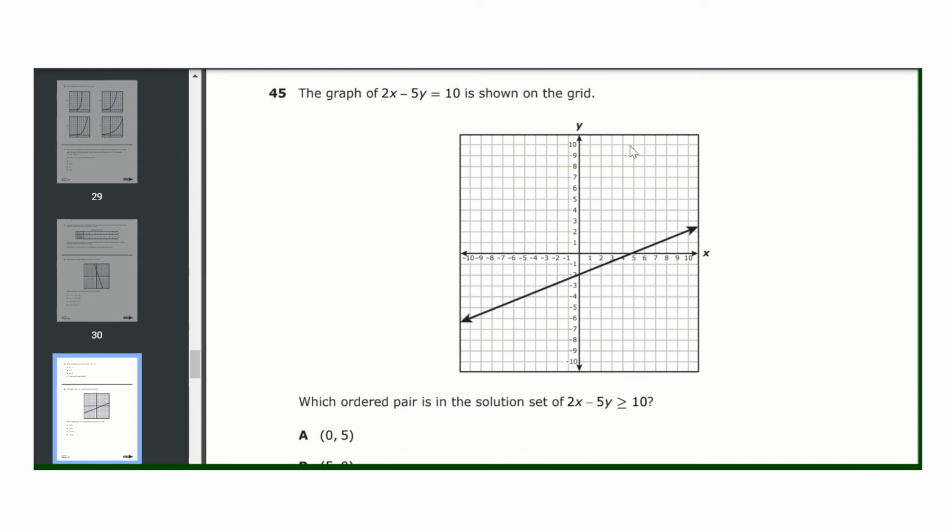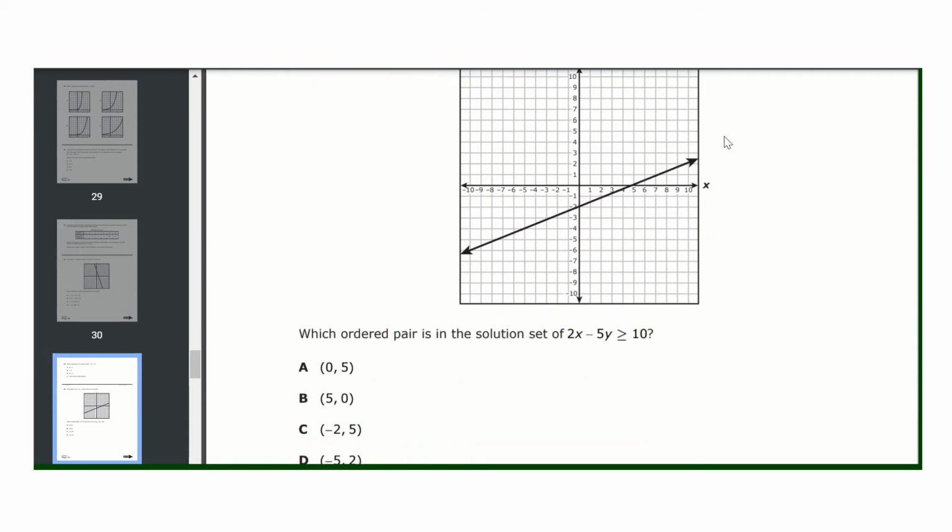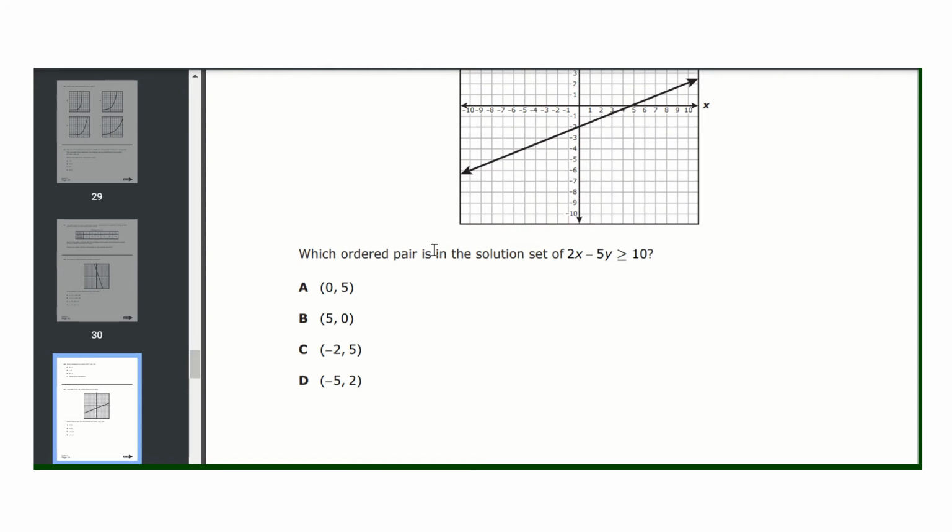45. The graph of 2x minus 5y equals 10 is shown on the grid. Which ordered pair is in the solution set of 2x minus 5y is greater than or equal to 10? A, 0, 5. B, 5, 0. C, negative 2, 5. Or D, negative 5, 2.